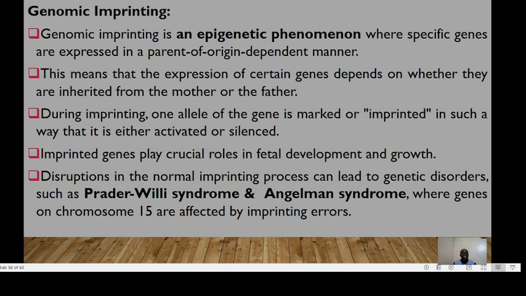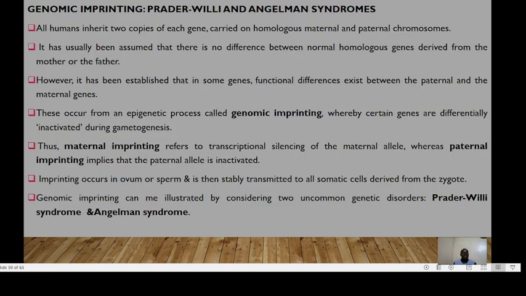So disruptions in normal imprinting processes can lead to genetic disorders such as Prader-Willi syndrome and Angelman syndrome, where genes on chromosome number 15 are affected by imprinting errors. Okay? So all human beings normally inherit 2 copies of each gene carried on homologous maternal and paternal chromosomes.